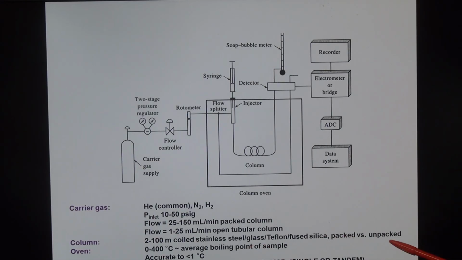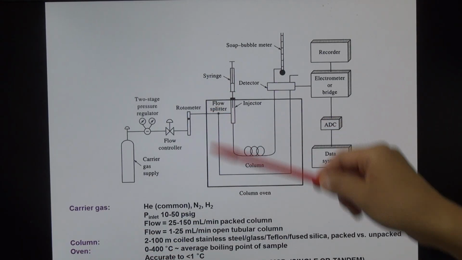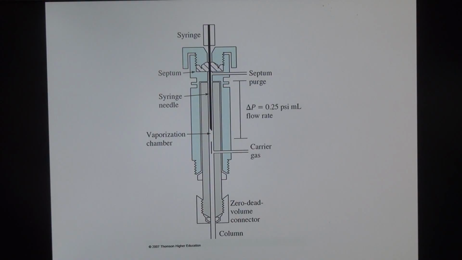It could be packed or unpacked. We have oven here, so to increase the temperature of the sample, because some samples might not be that volatile, so we need to heat it up to make it volatile. And we have various kinds of detectors for GC. So let's see each one of the basic instruments in more detail.